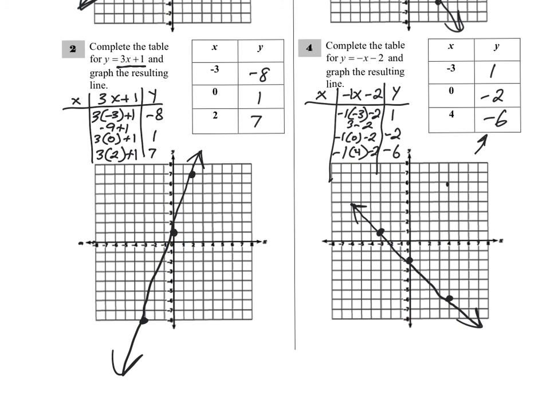Okay, so notice something between the last two. The slope for problem number 2 is a positive 3. And you can see that as the line goes from the left to the right, it's rising. The slope for this line is a negative 1. And you can see that as it goes from left to right, it falls.